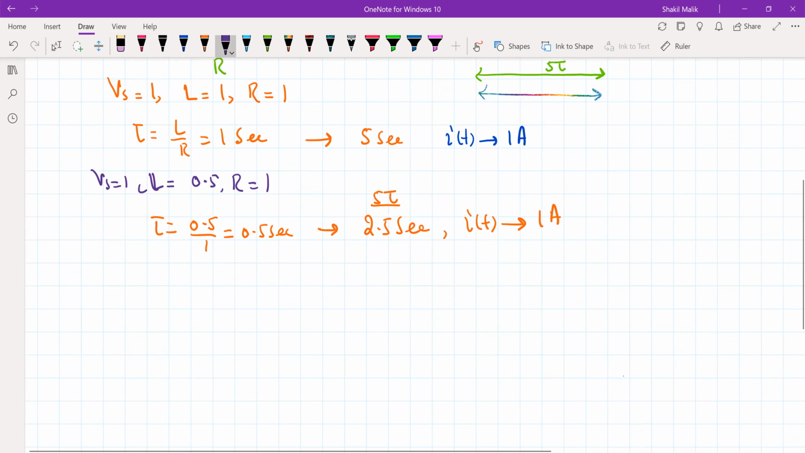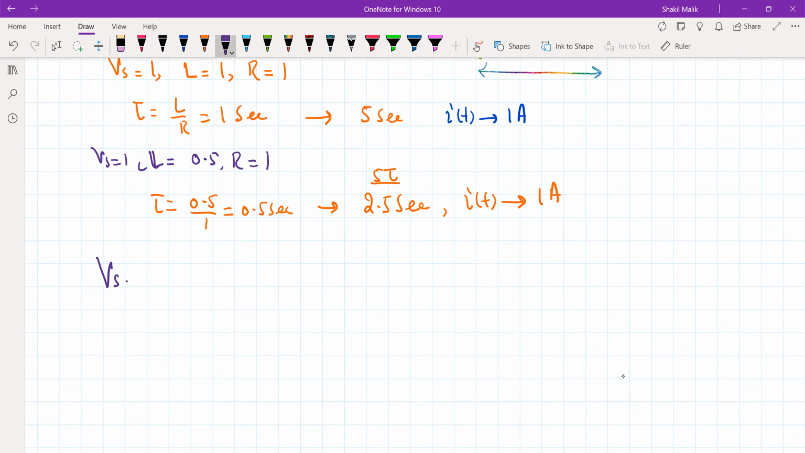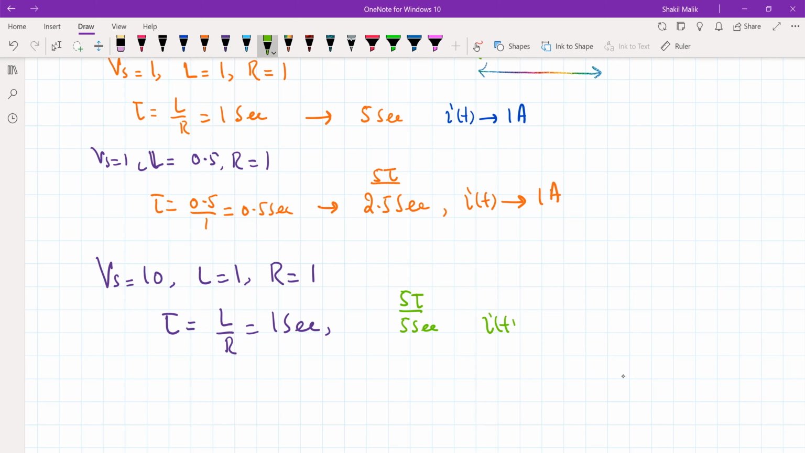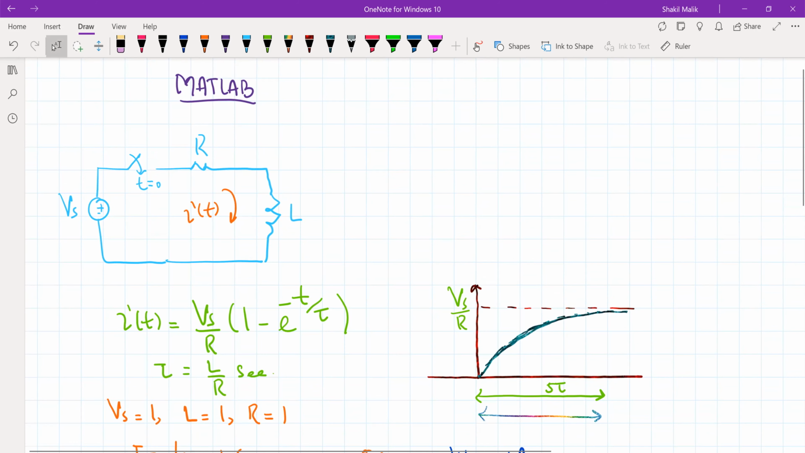Now, if Vs is 10, L is 1 Henry, R is 1 ohm, how much is the time constant? The time constant is again L by R, that's equal to 1 second. So in 5 tau, how much is 5 tau for this special case? It's equal to 5 seconds. So in 5 seconds, the inductor current should rise to approximately 10 amperes. All right, let's check this behavior using the simulation. One more thing before we do that.